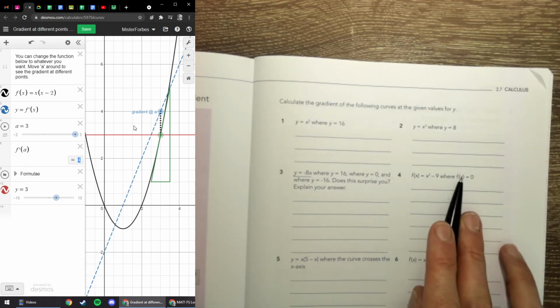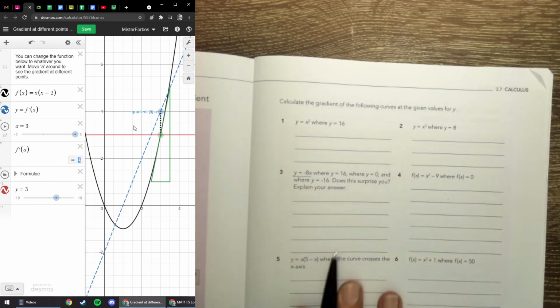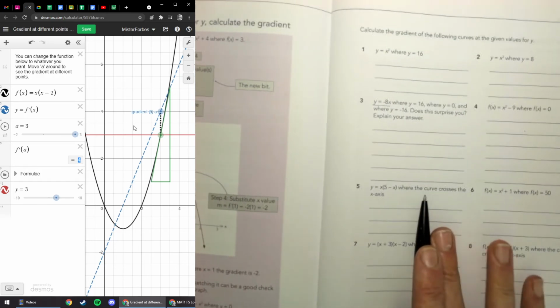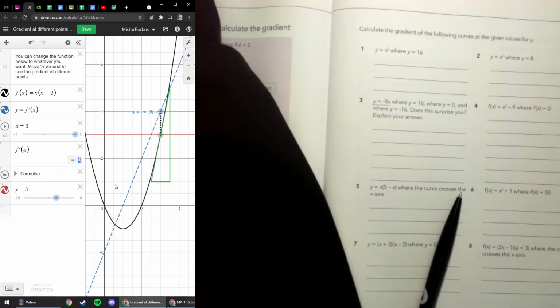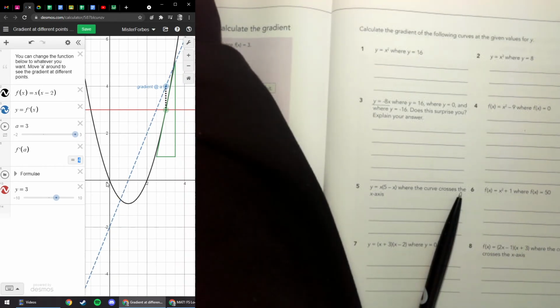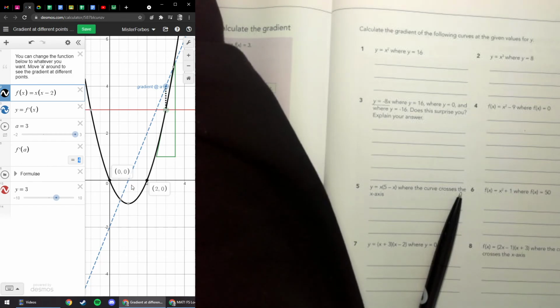Here, that's straightforward enough. That's just the same as being y equals 0. This one's a little bit tricky: where the curve crosses the x-axis. So let's have a look over here. Where does the curve cross the x-axis? It's when y is equal to 0, right? Because the x-axis is always at y equal to 0.